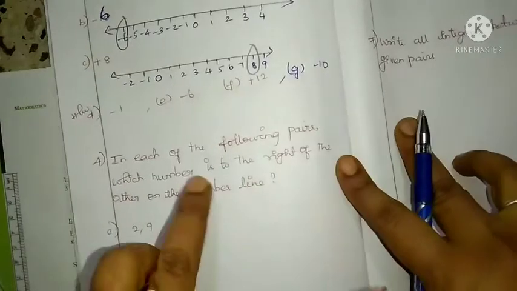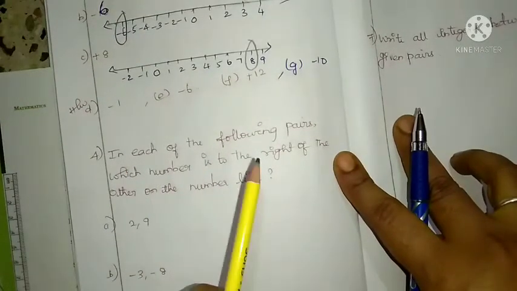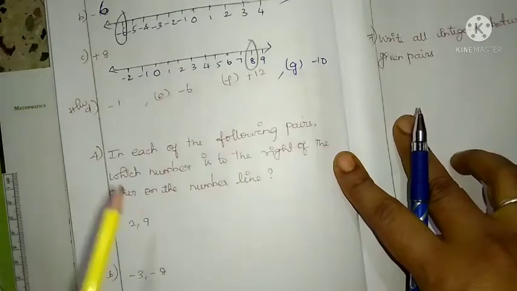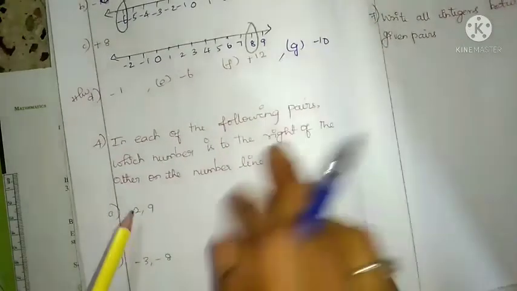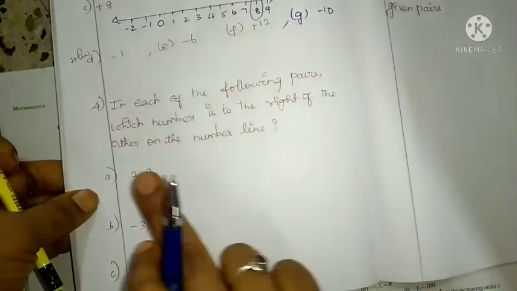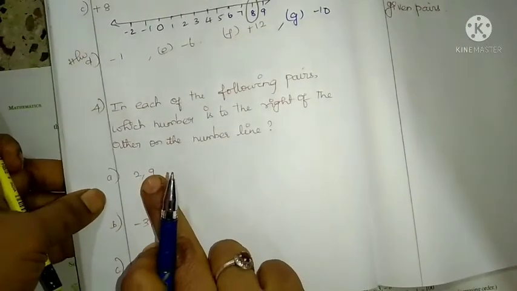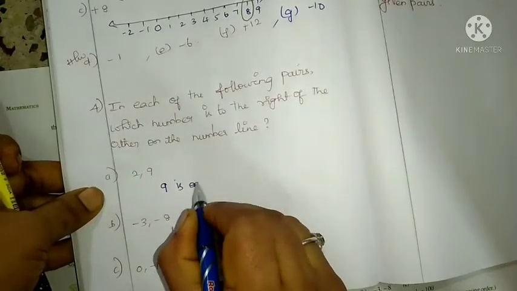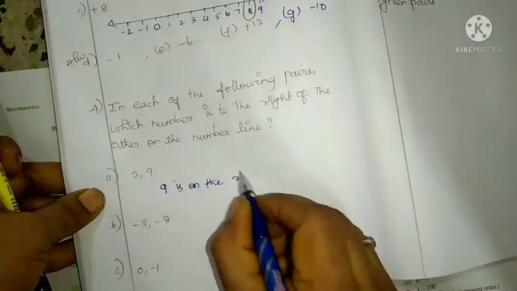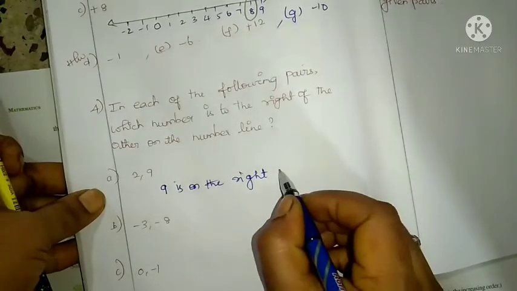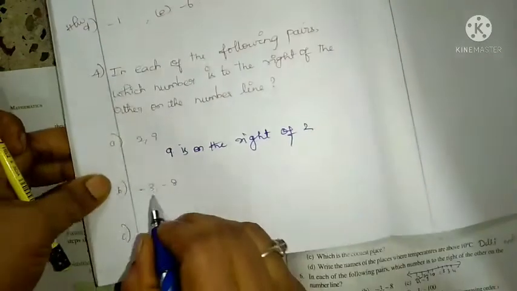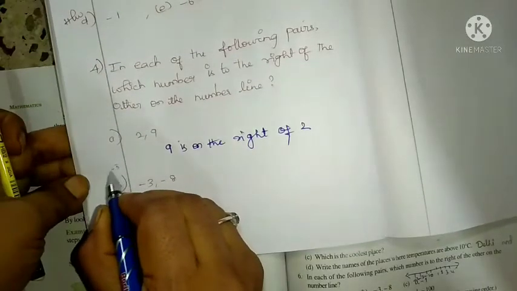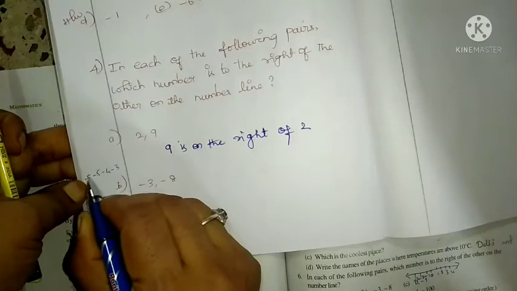The fourth question is, in each of the following pairs, which number is to the right of the other on the number line? Which one is on the right side? Here, the positive number is on the right side, that we know. So between 2 and 9, 9 is on the right side, so 9 is on the right of 2. Here -3 and -8. Which is on the right side? -3, -4, -5; only then -8 will come.